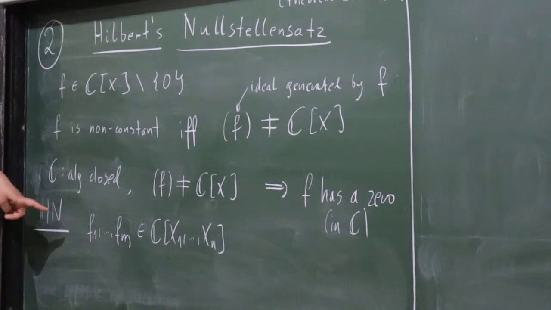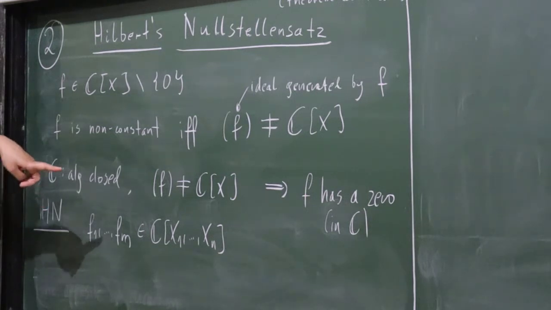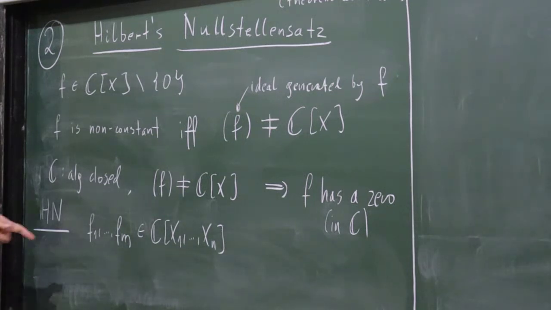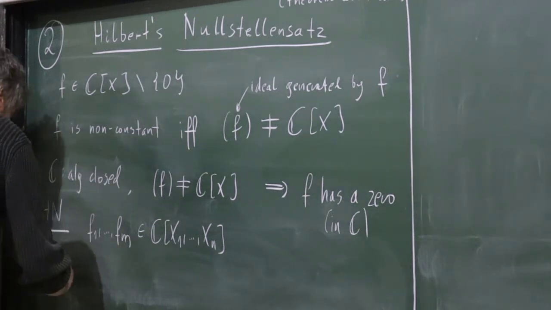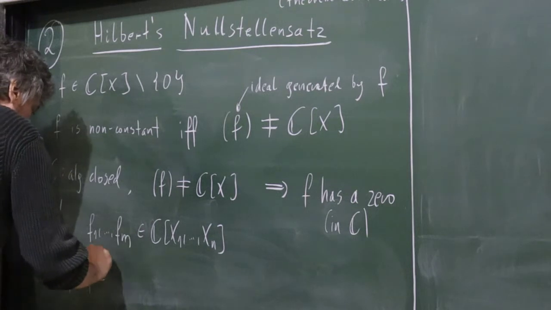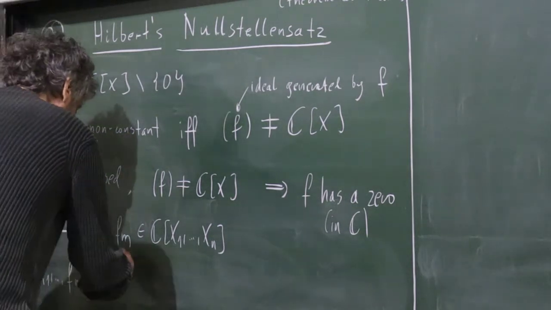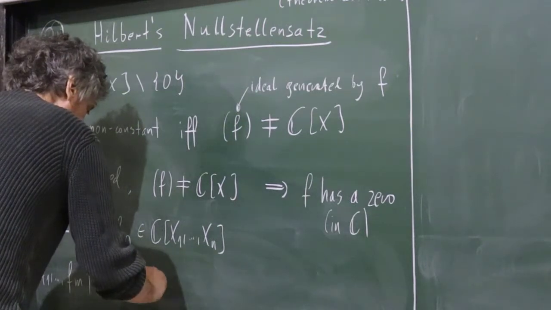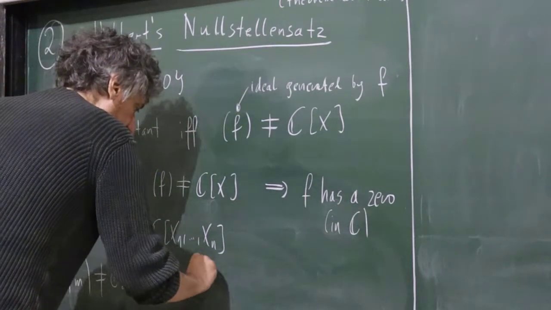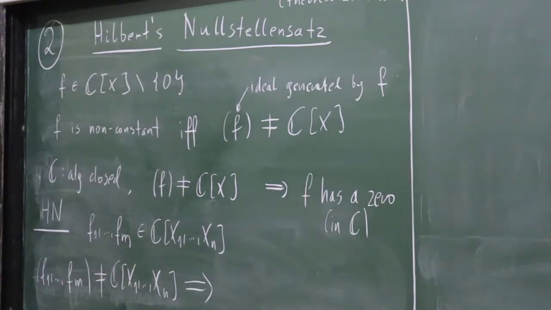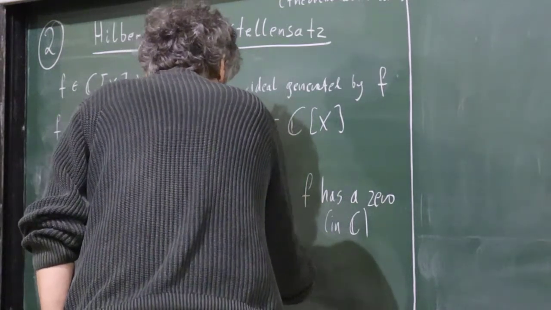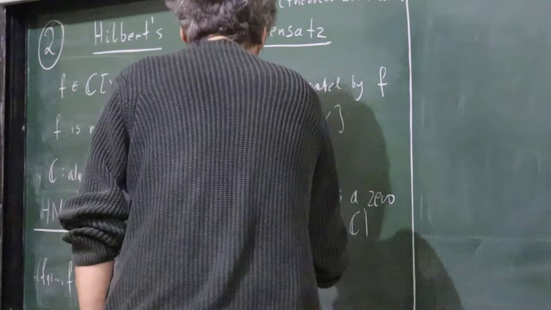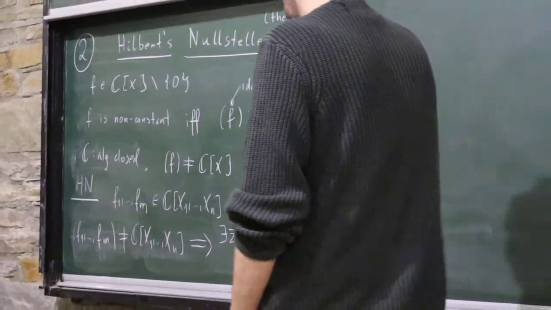So still it's clear that they cannot generate the full ring, because then they would generate 1, and the constant 1 has no zeros. So it's necessary that the ideal is not everything, but the theorem says it's enough. Then there is a common zero. So there is a tuple z in C to the n such that it's a zero of all of them.